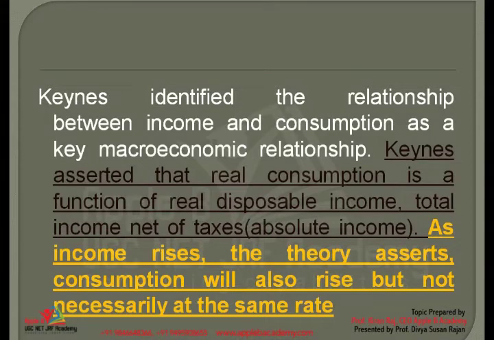The second important observation that he made is with respect to APC, stating that the ratio of consumption to real disposable income will fall as income rises. Technically, what he meant was that savings is eventually a luxury.